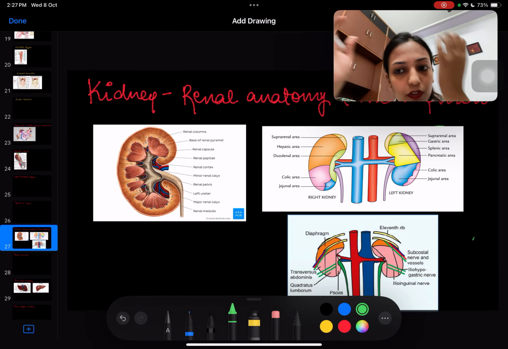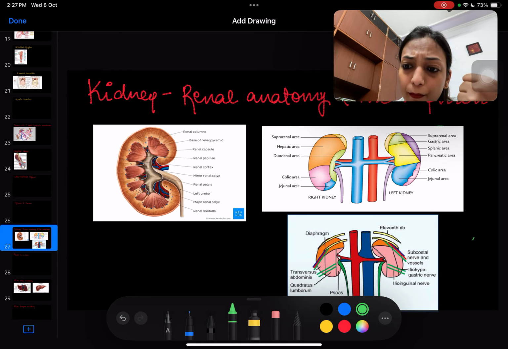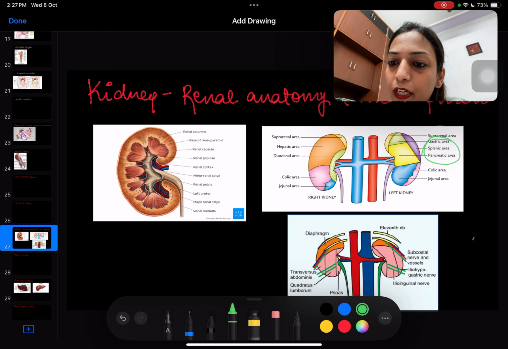So what lies on the right side of the kidney is the liver. So hepatic area and duodenal area is extra on the right side. In the left side, what is there? The stomach, the spleen, and the pancreas tail. So gastric area, splenic area, pancreatic area comes towards the left side. So that is the anterior relations of the kidney.